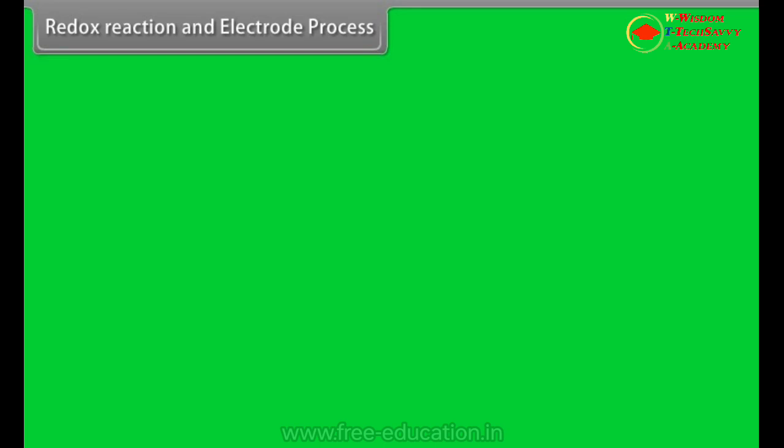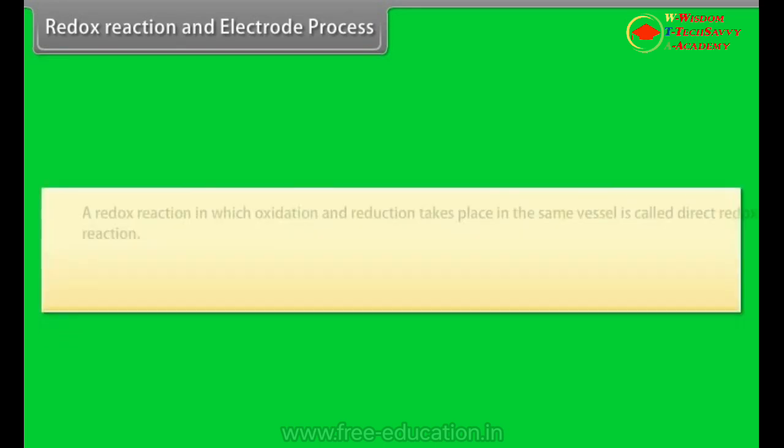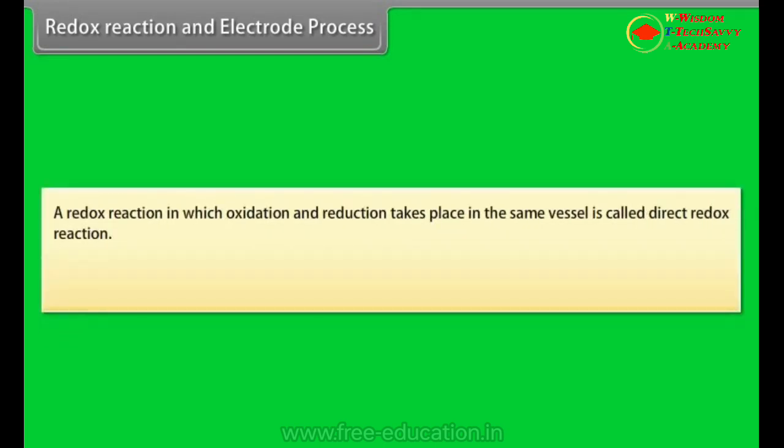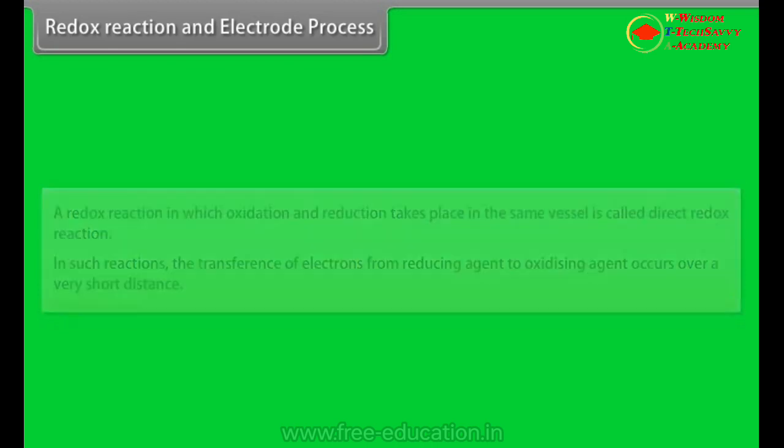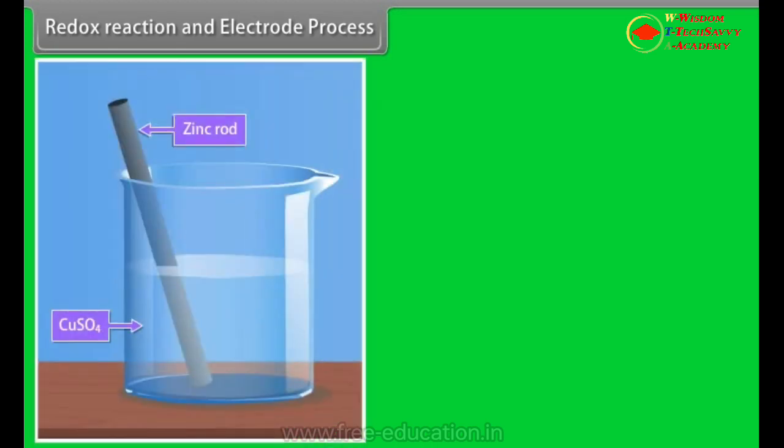Redox reaction and electrode process. A redox reaction in which oxidation and reduction take place in the same vessel is called direct redox reaction. In such reactions, the transference of electrons from reducing agent to oxidizing agent occurs over a very short distance. For example, if a zinc rod is immersed in copper sulfate solution taken in a beaker, a spontaneous reaction takes place and the following observations are made.